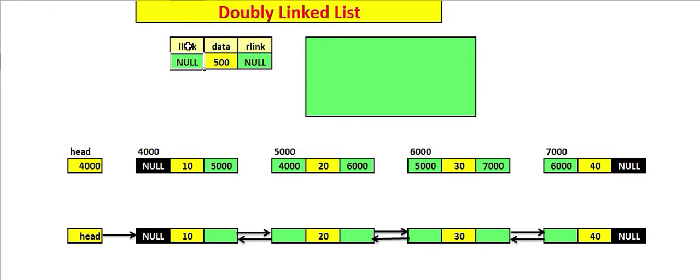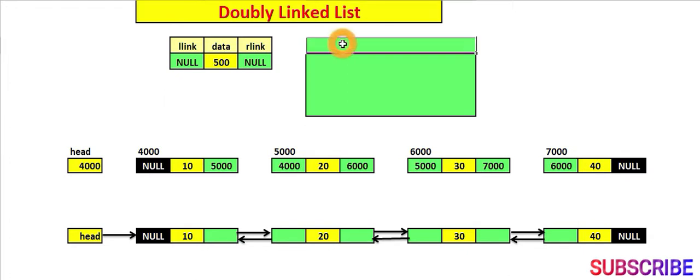So in the case of a DLL, we have the address of both the next node and the previous node. Unlike your singly linked list, where you have the address of the next node and there is no way to go back to the previous node, this demerit has been removed in DLL. Let us see how we can define the structure of a DLL.